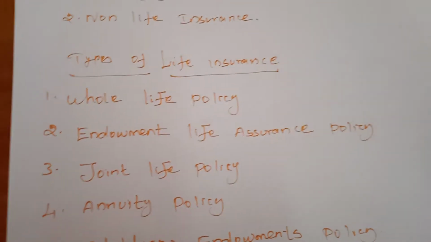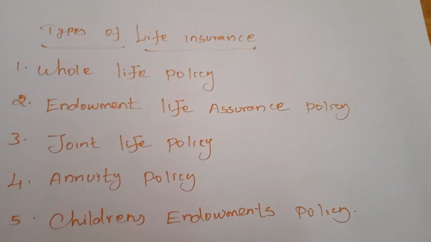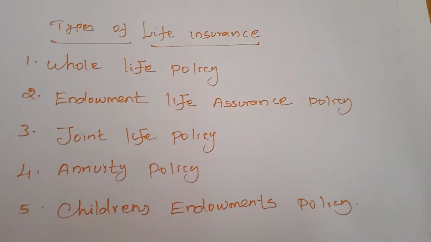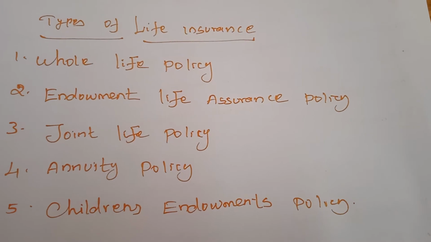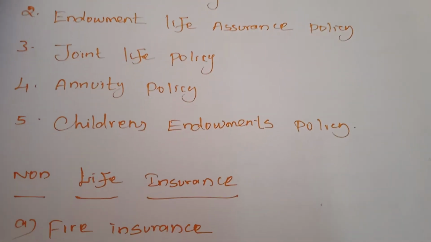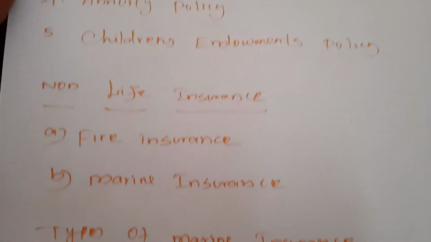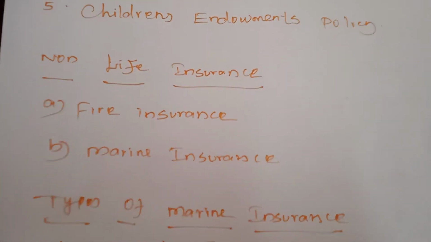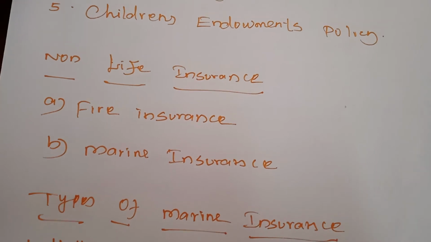And life insurance is also classified into five types: whole life policies, endowment life assurance policies, joint life policies, annuity policies, and children endowment policies. So today we will study about the non-life insurance policies.